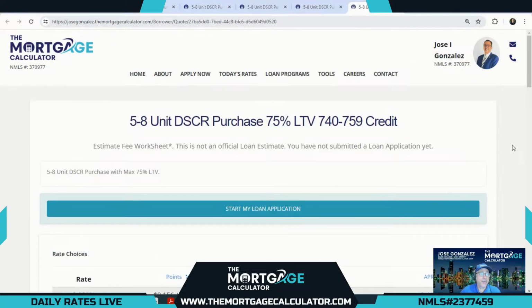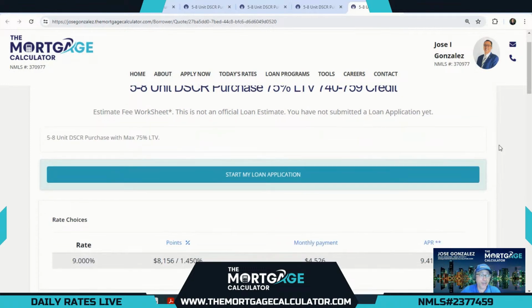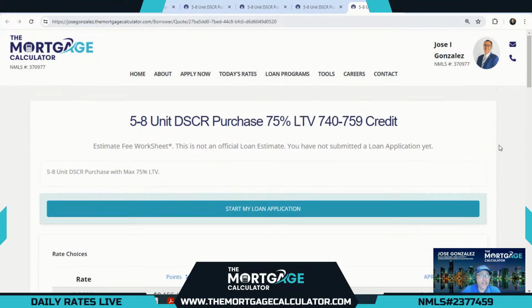So next example is the same option, 75% LTV, but with a 740 to 759 credit score. So you can see here 9%, the cost increases to 1.45 points. But the important point here is that we are still 75% loan to value. That is the max for this product, for this option, should I say.